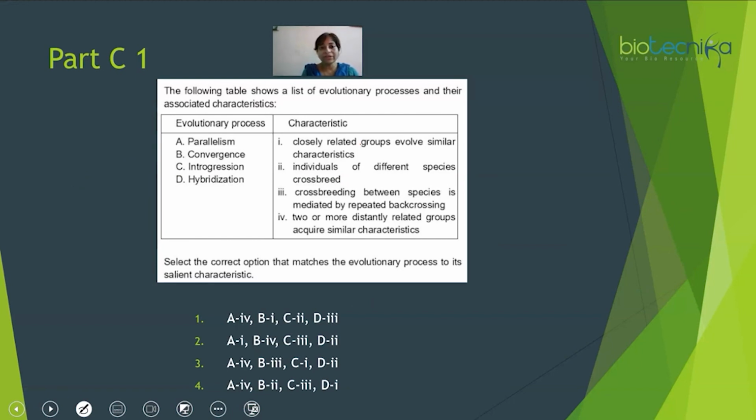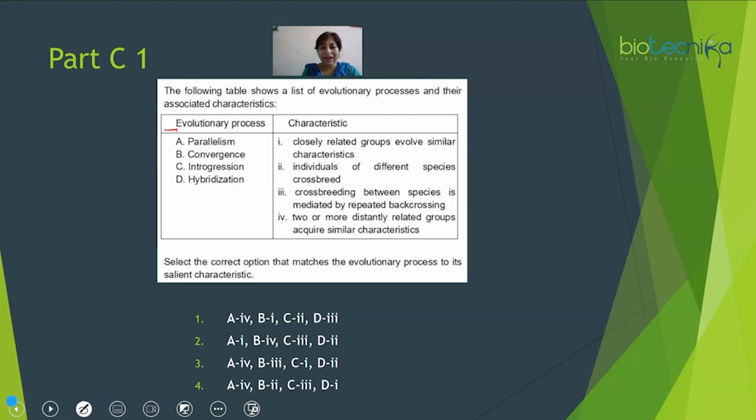So yes, one type of question that is very common these days is the match the following kind. 1 or 2 match the following questions for sure come from unit 11, and this time also one match the following came. Okay, so evolutionary process is given here and characteristic is given. Select the correct option that matches the evolutionary process to its salient characteristic.